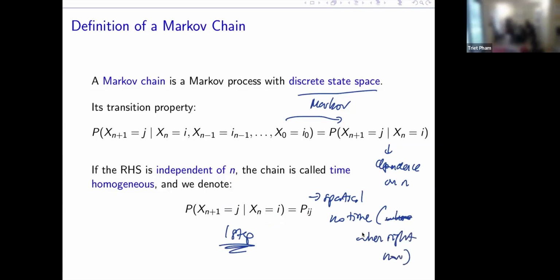Notice that time gap matters. N to n plus 1 matters, but the n doesn't matter. That's what we mean. Okay, so far? All right, any question?